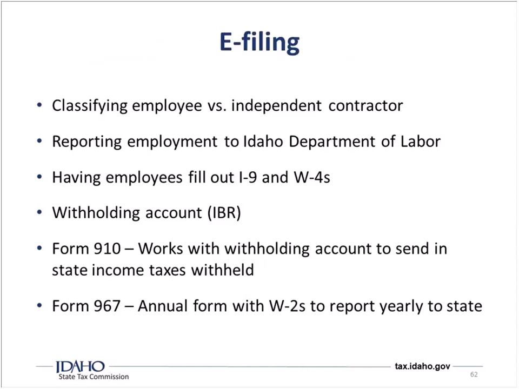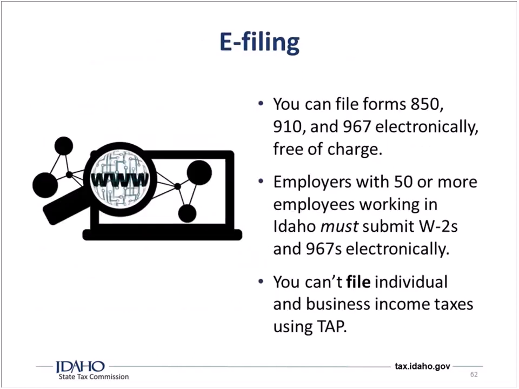Okay, let's talk about e-filing. You can file your Form 850s, your 910s, and your 967s electronically and free of charge. Now, if you have 50 or more employees working in Idaho, you have to submit W-2s and 967s electronically. You can't file individual and business income taxes using TAP, but there's a lot of stuff you can do in TAP. So it's a taxpayer access portal. So there's where we're going next. We're going to TAP.